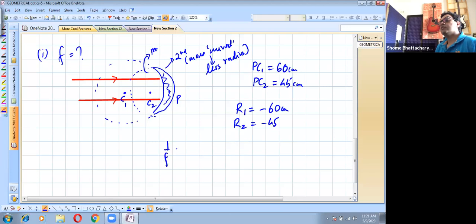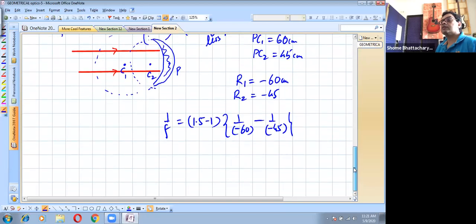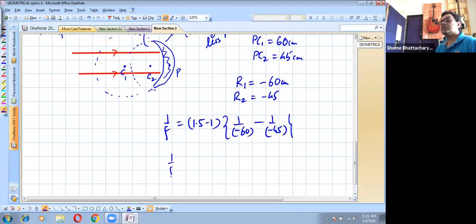So 1 upon f should be equal to 1.5 minus 1, into 1 upon R1 minus 1 upon R2. So as you can see, this is giving me a positive focal length. That means the focal position is on the other side.